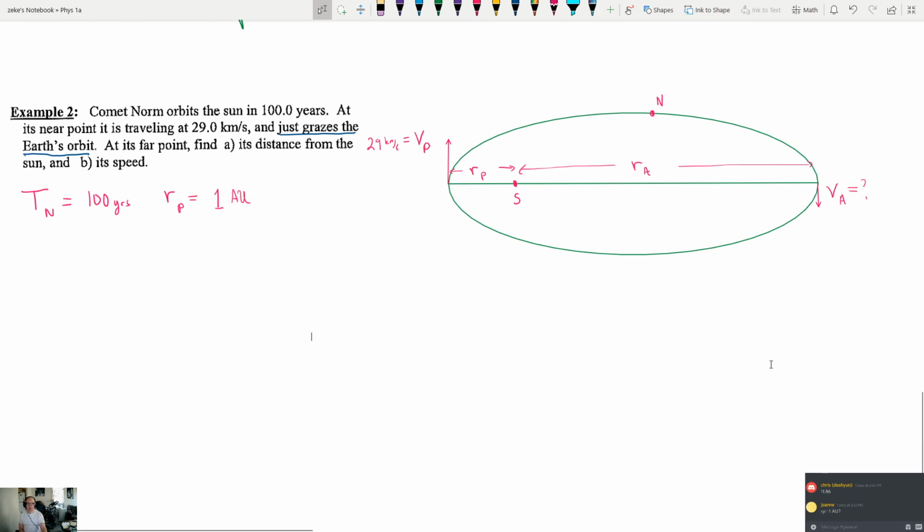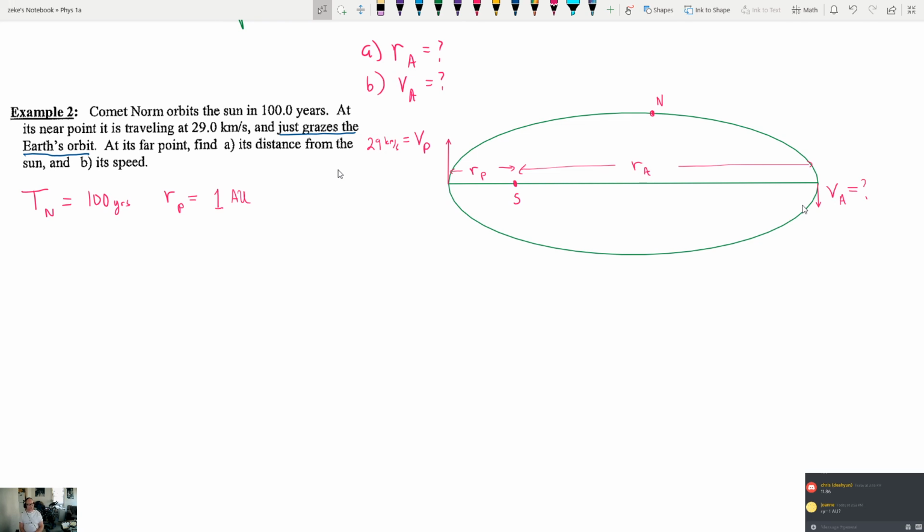All right, so what do we have? We have the velocity at perigee, or at periapsis. We have the distance at that point, and we have a period. We know it's orbiting the sun, and our goal is to find this speed over here. So basically, for part A of this question, we want to find what R sub A is equal to. And then for part B, we want to find what the velocity at that point is equal to. Those are the two things that we want to calculate.